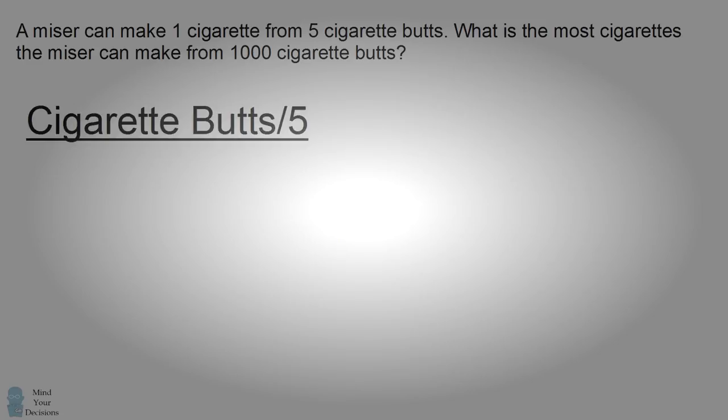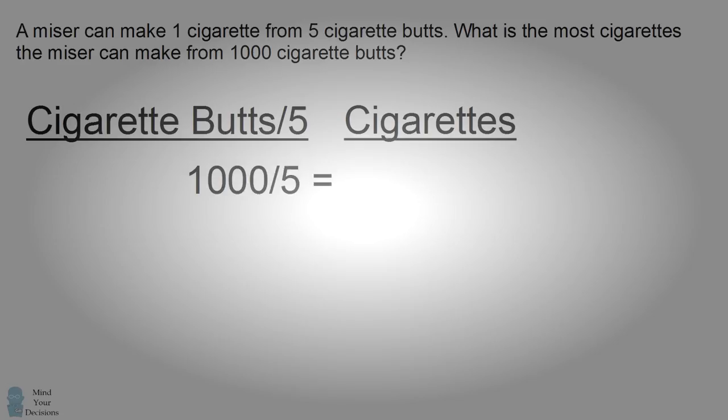Every 5 cigarette butts he can craft into a new cigarette. So we can divide the number of cigarette butts by 5 to get the number of cigarettes he can make. He starts out with 1,000 cigarette butts, so if you divide that by 5, he can craft 200 cigarettes. And some people think this is the answer.